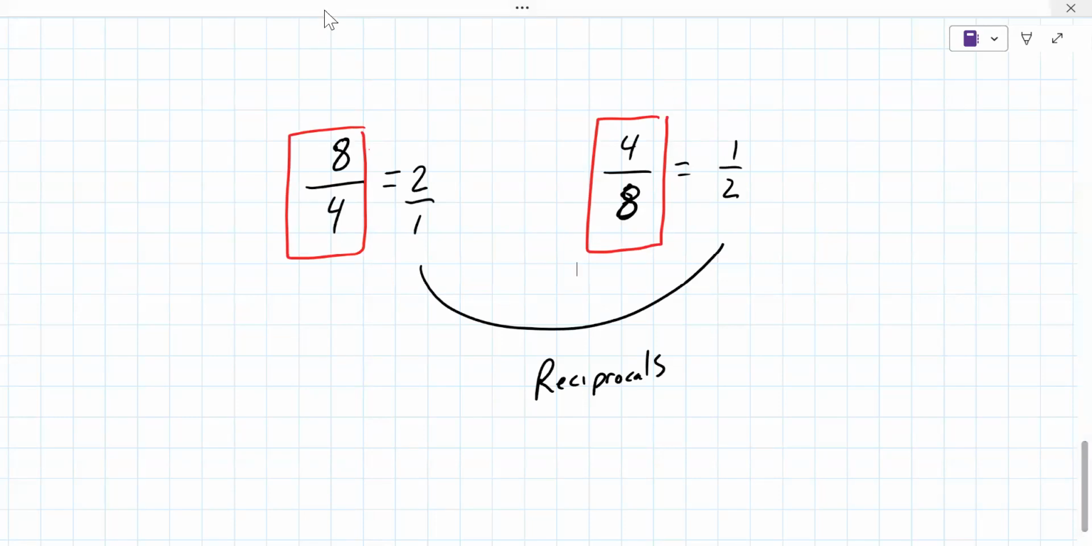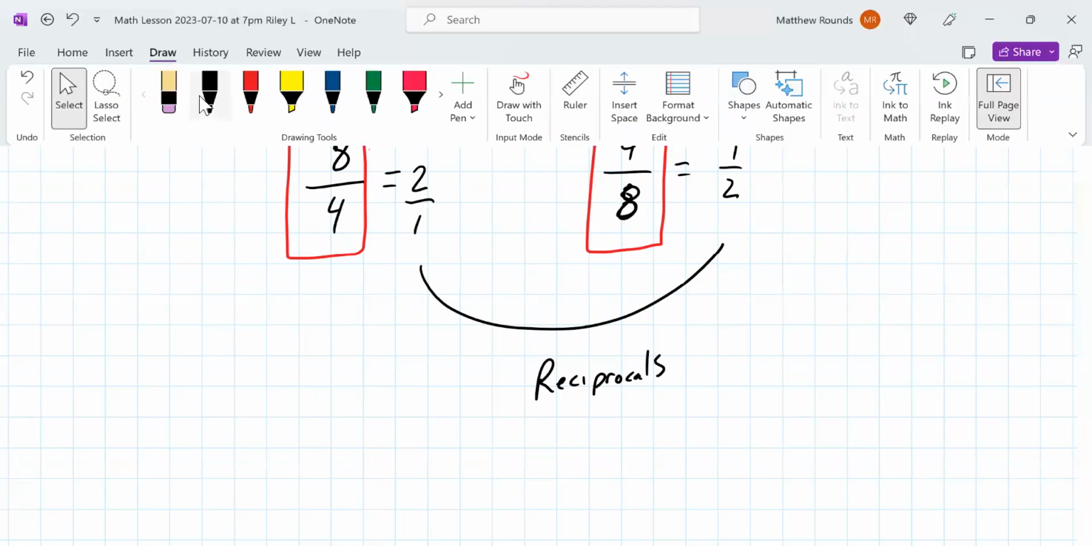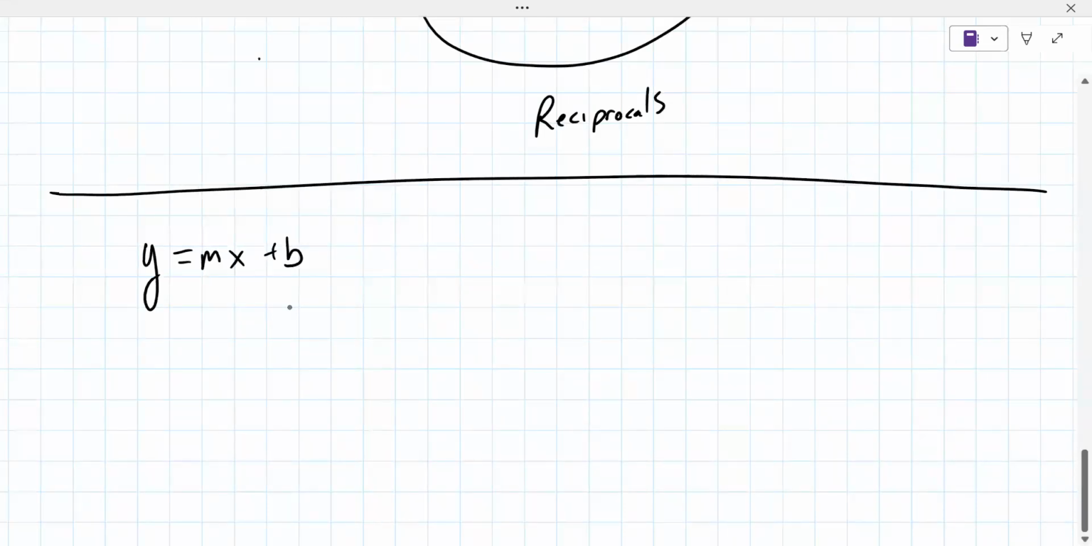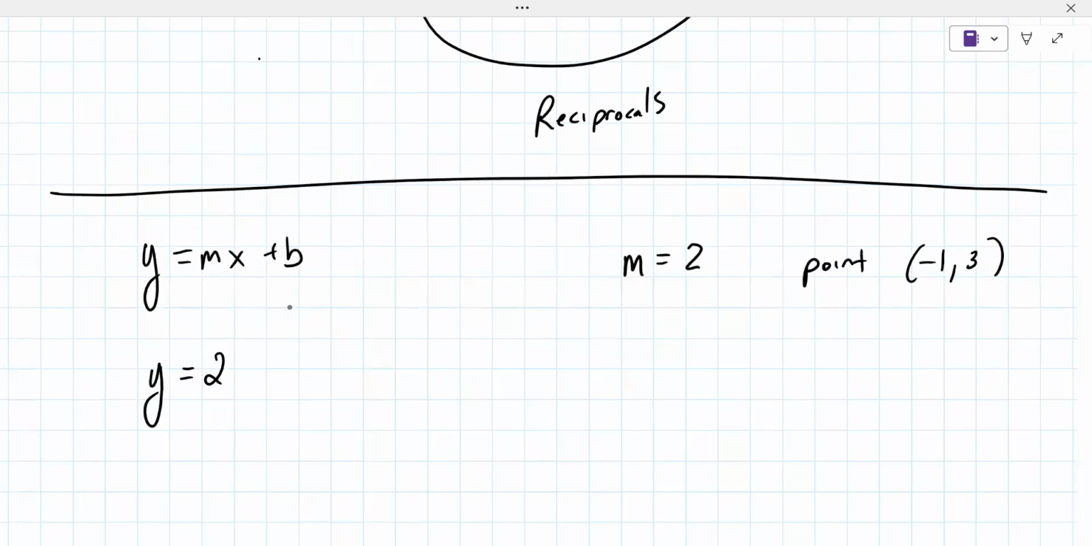Okay, so let's transition to some new problems here, which are the y equals mx plus b problems. So I'm going to give you an example here. So let's say the slope is 2, and I tell you the point is -1 comma 3. Okay. So you start by putting the slope into the equation. You take that slope and you put it in for m. Do you remember us doing that? Hopefully that's familiar.